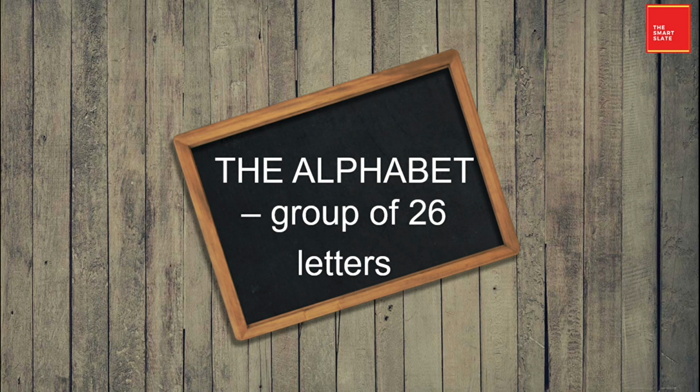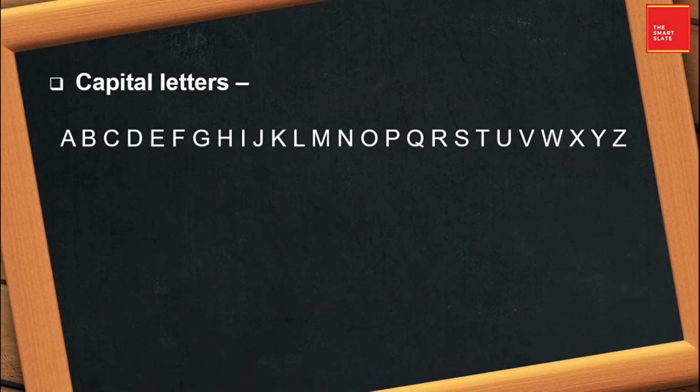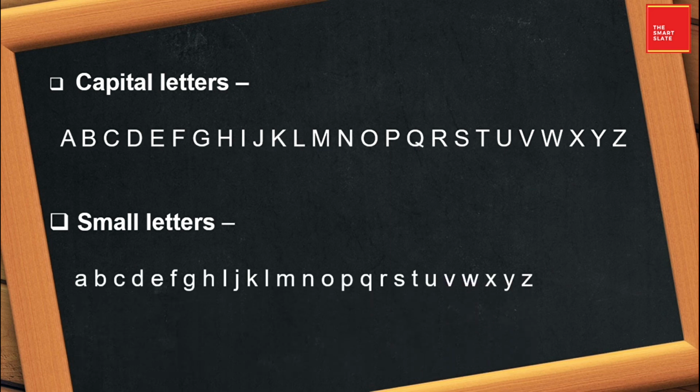Everyone knows alphabet is a group of 26 letters. The capital script of the alphabet is written as A, B, C, D, shown on the screen. Everything is written in capital letters. The small letter script is shown on the screen. So we can write the alphabet in different types of script. The basic script which we use is capital letters and small letters.